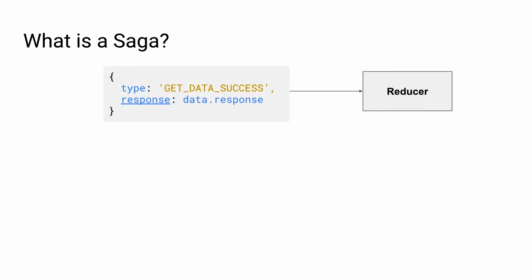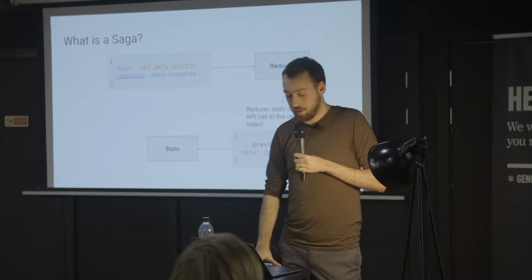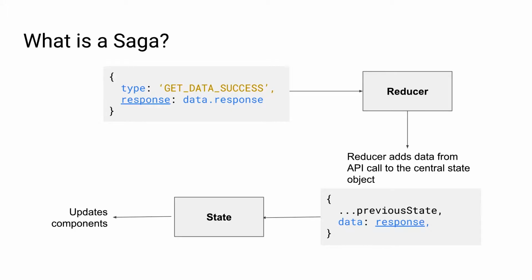So what's going to happen here? It goes to the reducer, and just like normal, the reducer sees that it has the get data success action, and it will update the state with this data in a normal synchronous way, like it normally does, and that will then update the components.